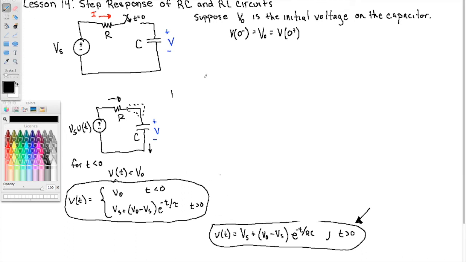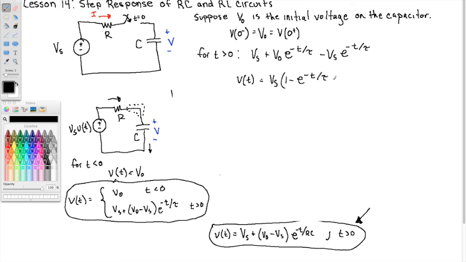Let me distribute that in. So again, for t greater than 0, if I distribute that in, you'll see I've got Vs plus V0 e to the negative t over tau, and then a minus Vs e to the negative t over tau. And if I group the Vs's together, then I find that the capacitor voltage is Vs times 1 minus e to the negative t over tau plus V0 e to the negative t over tau.